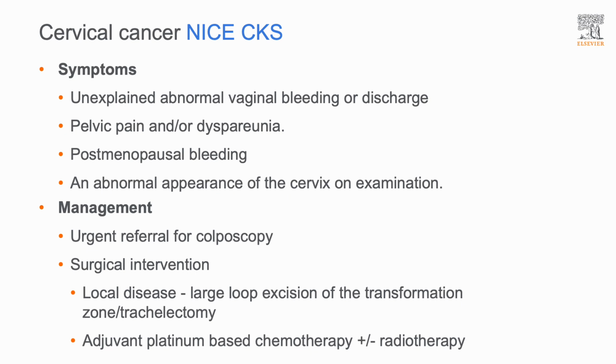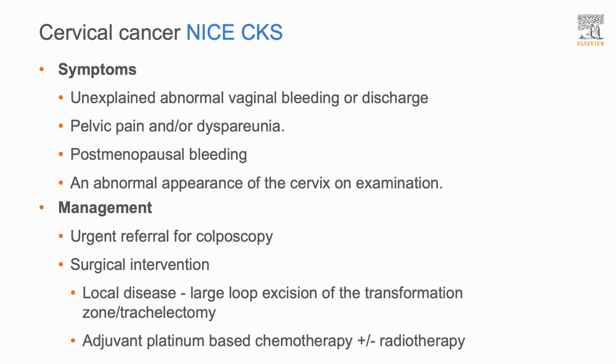CIN and cervical cancer are typically asymptomatic in early stages. When symptoms do develop, this is a sign of later stage disease and invasive cancer. Symptoms can include unexplained abnormal vaginal bleeding or discharge, pelvic pain or dyspareunia, postmenopausal bleeding or commonly postcoital bleeding, and any abnormal appearance of the cervix on examination with direct visualization of any lesions or ulcers or cervical epithelial abnormalities.